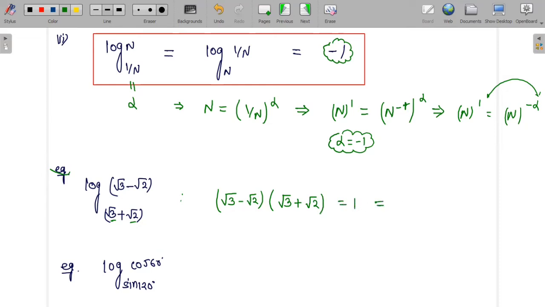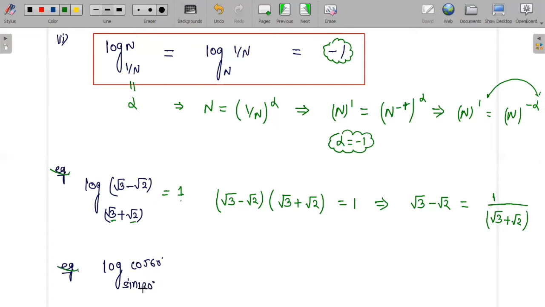Now, what do I mean by 1? I can express any one of the numbers. Let's say root 3 minus root 2 can be expressed as 1 upon root 3 plus root 2. The moment I express root 3 minus root 2 as the reciprocal of root 3 plus root 2, I am eligible to give the answer of this question, and it will be equal to negative 1.